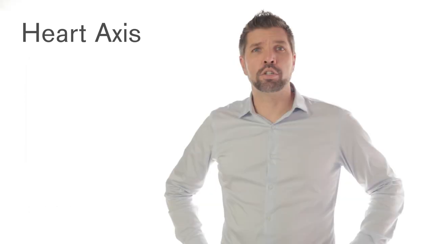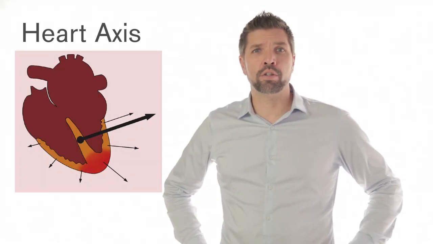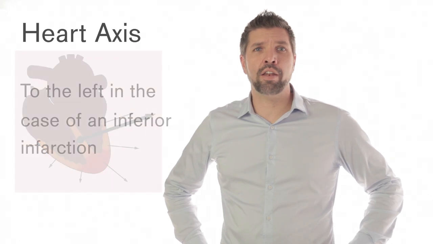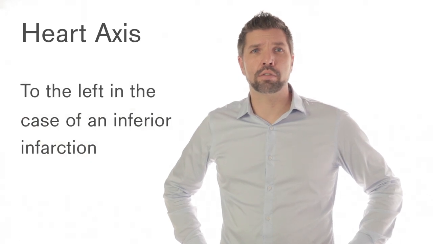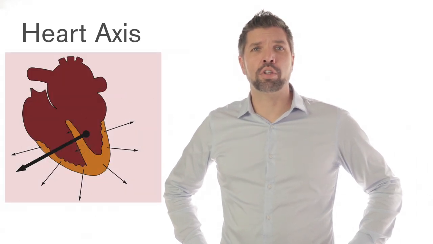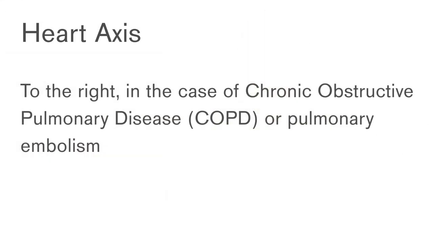This example shows a totally different axis pointing toward aVR with lead 3 isoelectric. The first image shows heart axis deviation to the left in case of an inferior infarction. The second image shows the heart axis deviation to the right in a right ventricular load, as in chronic obstructive pulmonary disease, COPD, or pulmonary embolism.